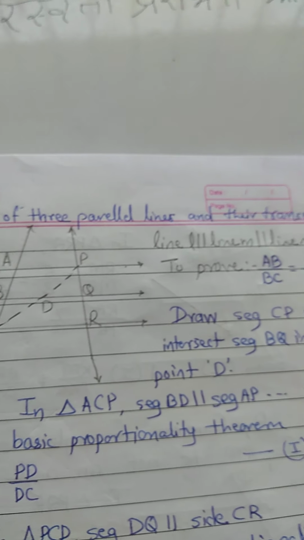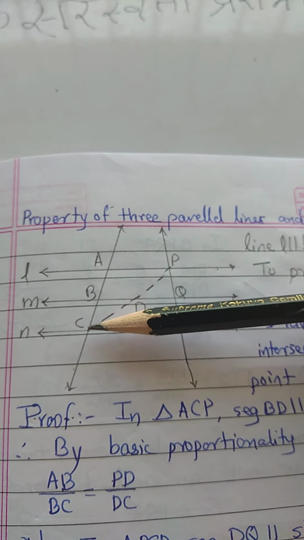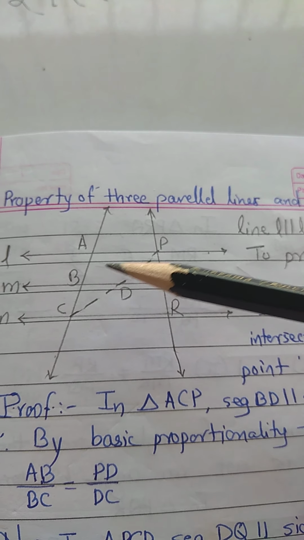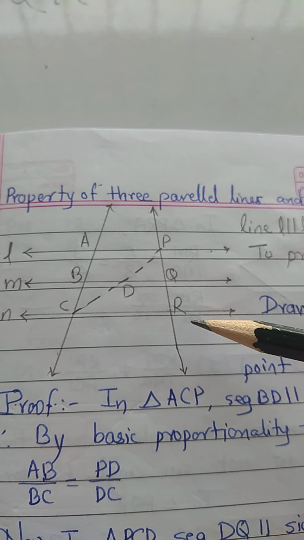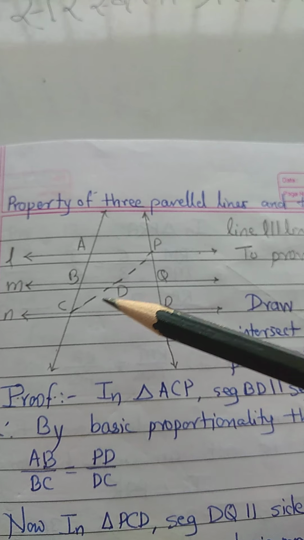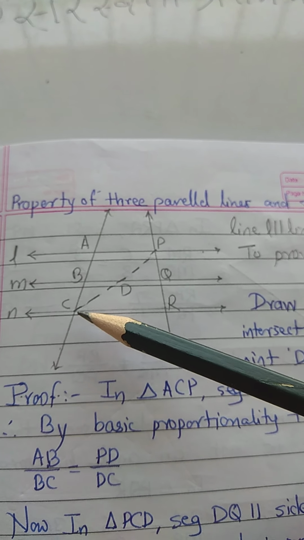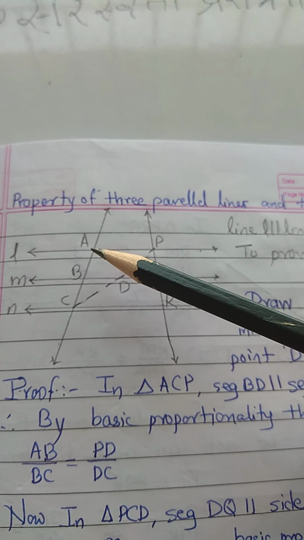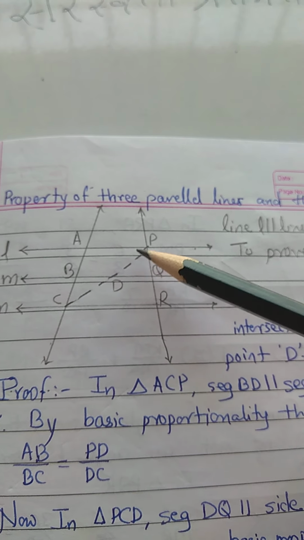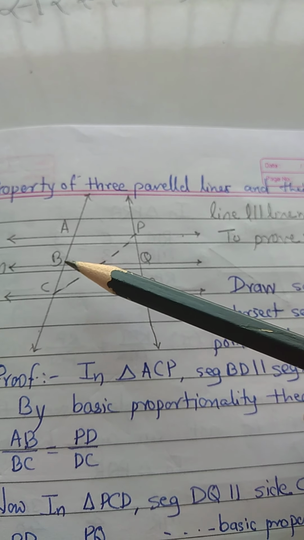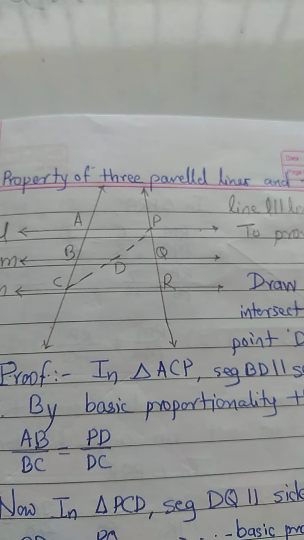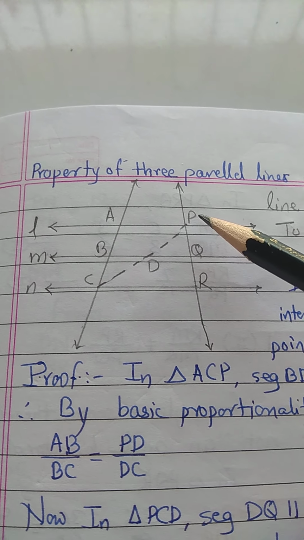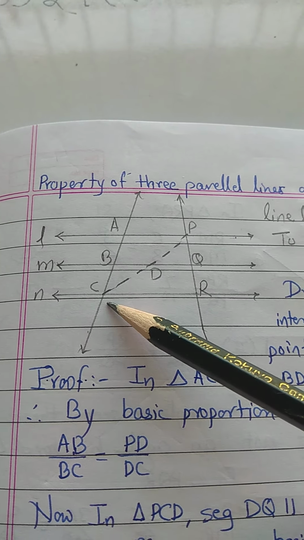Now, property of three parallel lines. If three lines are parallel, then we have to prove that AB upon BC equal to PQ upon QR. We will construct, or we will draw, this CP. It will intersect this BQ in point D. As in triangle ACP, AP is parallel to BD. Therefore, by basic proportionality theorem, we can say that AB upon BC equal to PD upon DC.